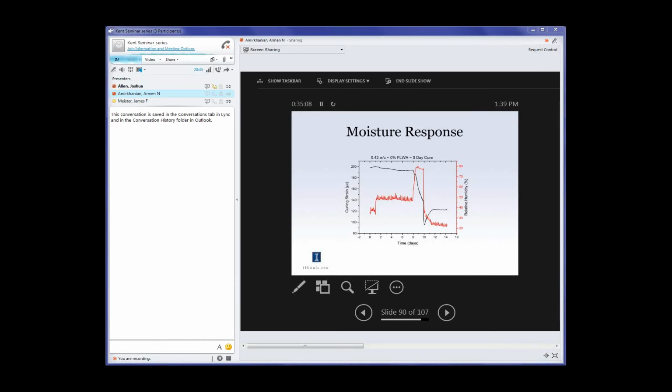Cranking it up caused it to reverse the curling from about 190 microstrain down to 90 microstrain. So we reversed 100 microstrain of curling just by increasing the humidity for about 2 days to 80%. And then when we dropped the humidity to about 25% very quickly, it started to recover some of the curling strain it had built up, but it then leveled off.